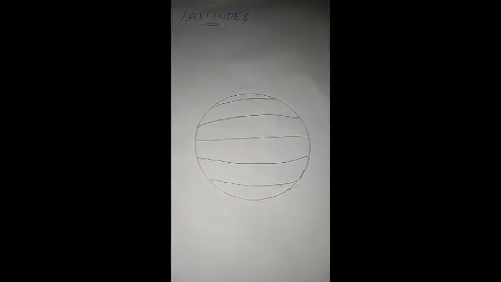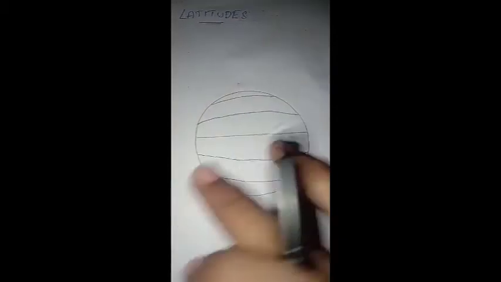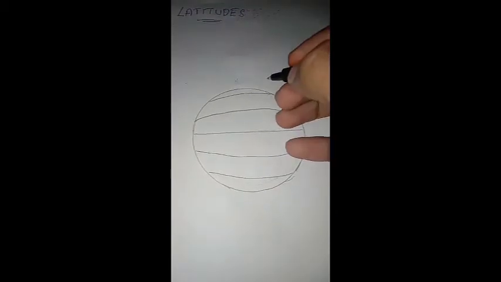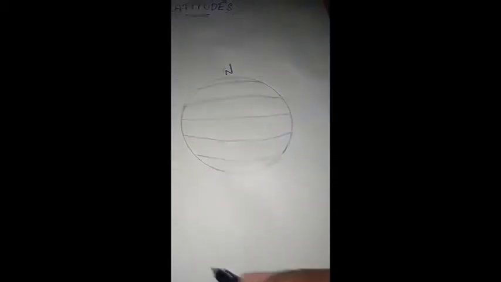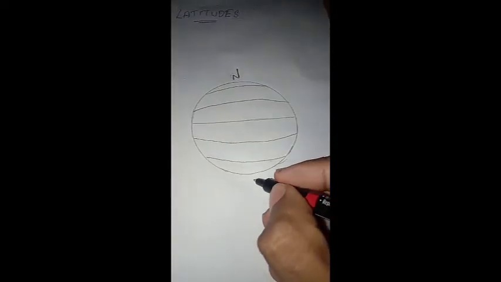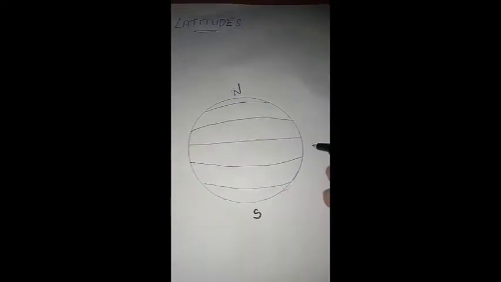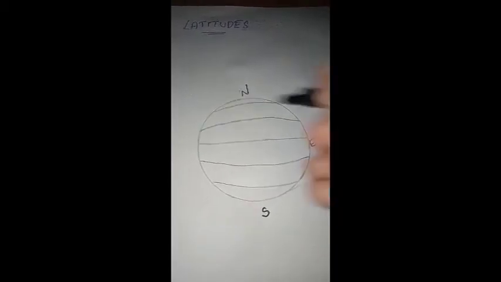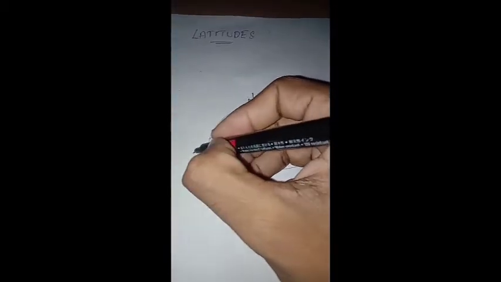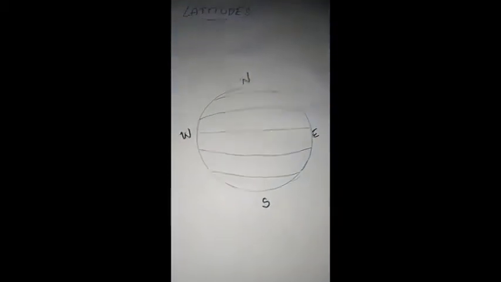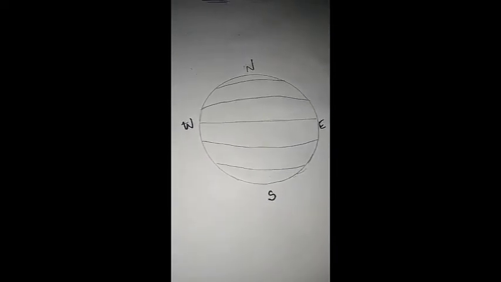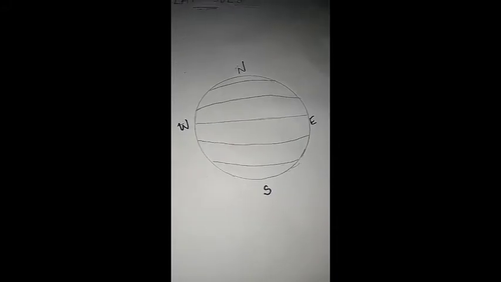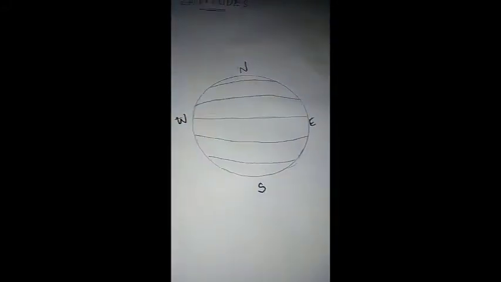First is latitude. Latitude is an imaginary line which runs from east to west. First I'll give the directions of the globe here. North, south, east and west. Now latitude is an imaginary line which runs from east to west on the globe.